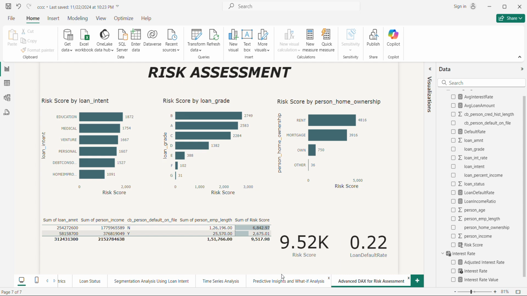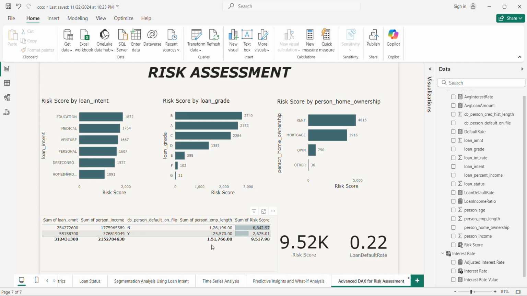And then risk assessment, where there is a risk score. In this assessment analysis, there is a risk score by loan intent, risk score by loan grade, and risk score by person home ownership. There is more risk in rent, and the most risk can be seen in a particular loan grade. There is more risk in the education loan intent.